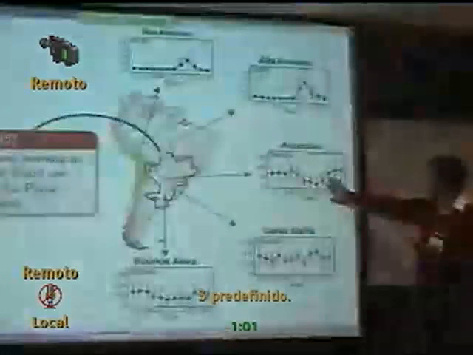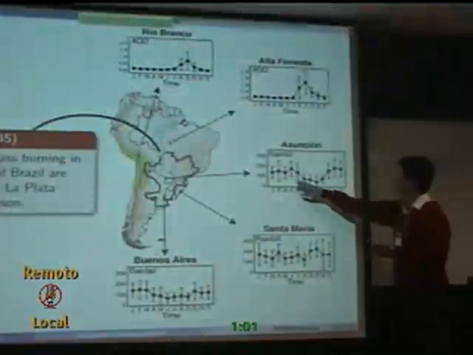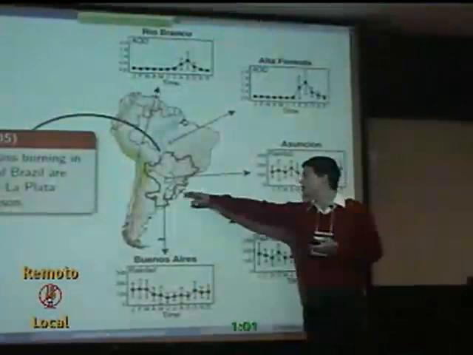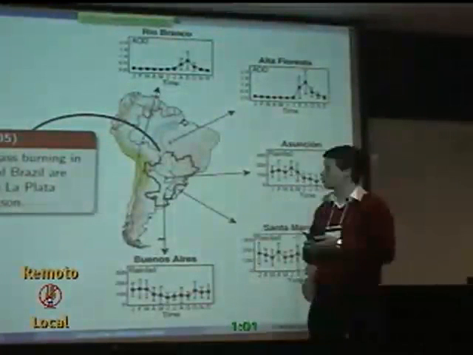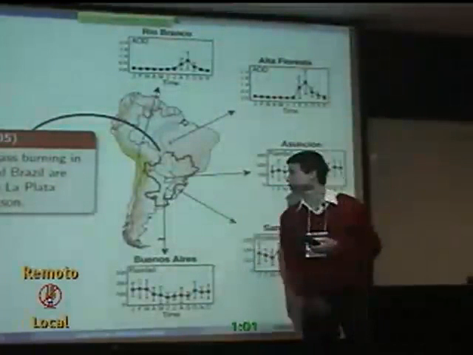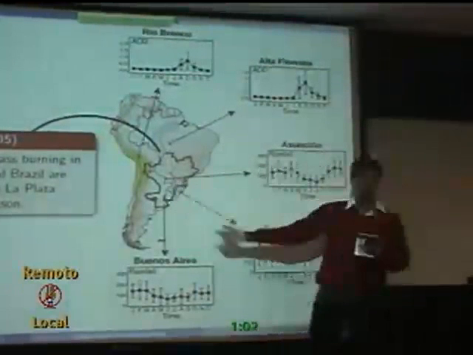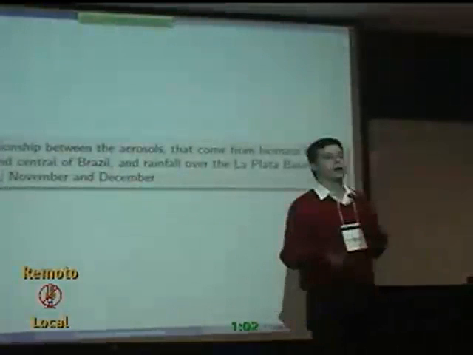And here is a climatological rainfall that I got from the TRMM data. So we can see high values of rainfall over Asunción, Santa Maria, and Buenos Aires, which are located over La Plata Basin. And according to Freitas et al. 2005, aerosol from biomass burning in Amazon and central Brazil is advected via low-level jet to La Plata Basin in the dry season. So the objective of my work is to investigate this relationship between the aerosols and the rainfall over La Plata Basin.